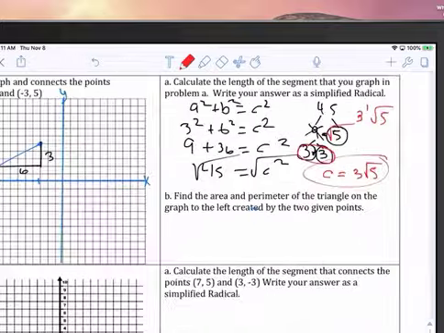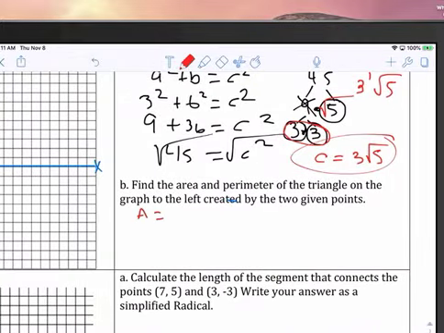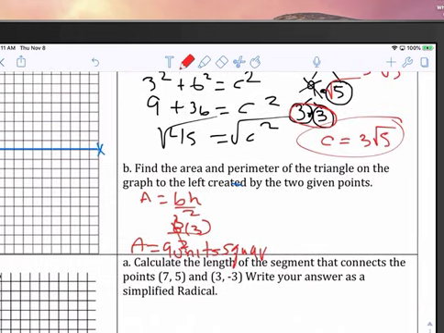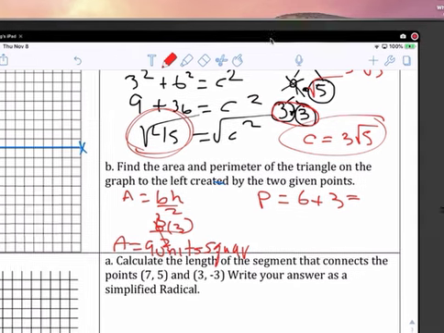Find the area and perimeter. Area is just base times height divided by 2 of the triangle. Base is 6 times 3 divided by 2. So that is 9 units squared. Perimeter, add all sides. 6 plus 3 plus, we need to find the square root of 45. Use a calculator for that one.